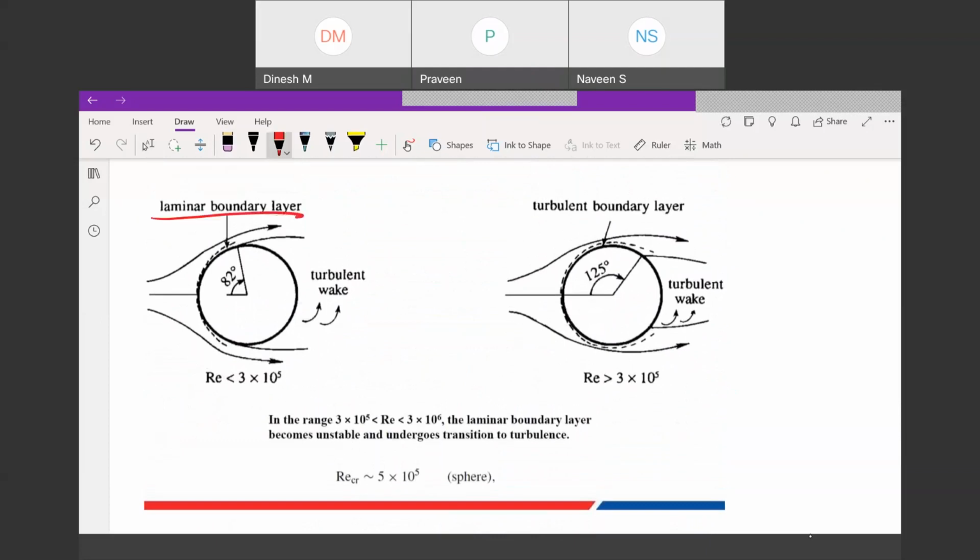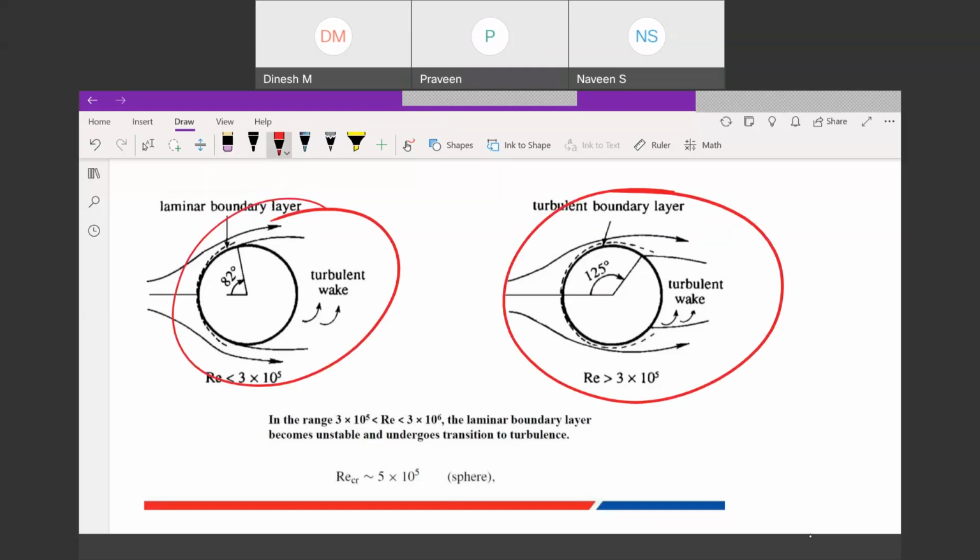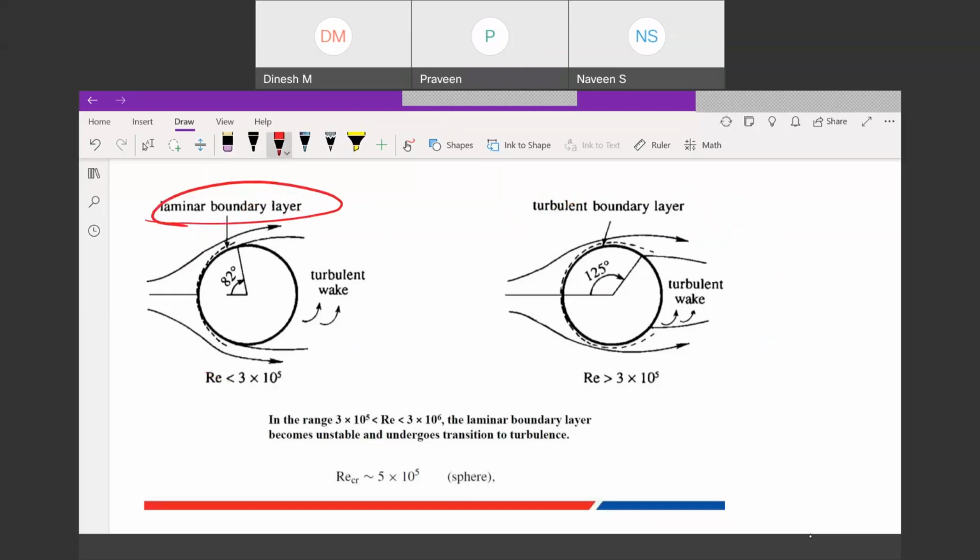So for laminar boundary layer, experimentally it was seen for flow over a sphere, the separation will take place around 82 or 85 degree. For turbulent boundary layer, the flow separation will happen at more than 90 degree, which is around 125 degree. So you can make a note of this also. And in laminar flow, you will have more drag. In turbulent flow, you will have less drag. This point also you note down.